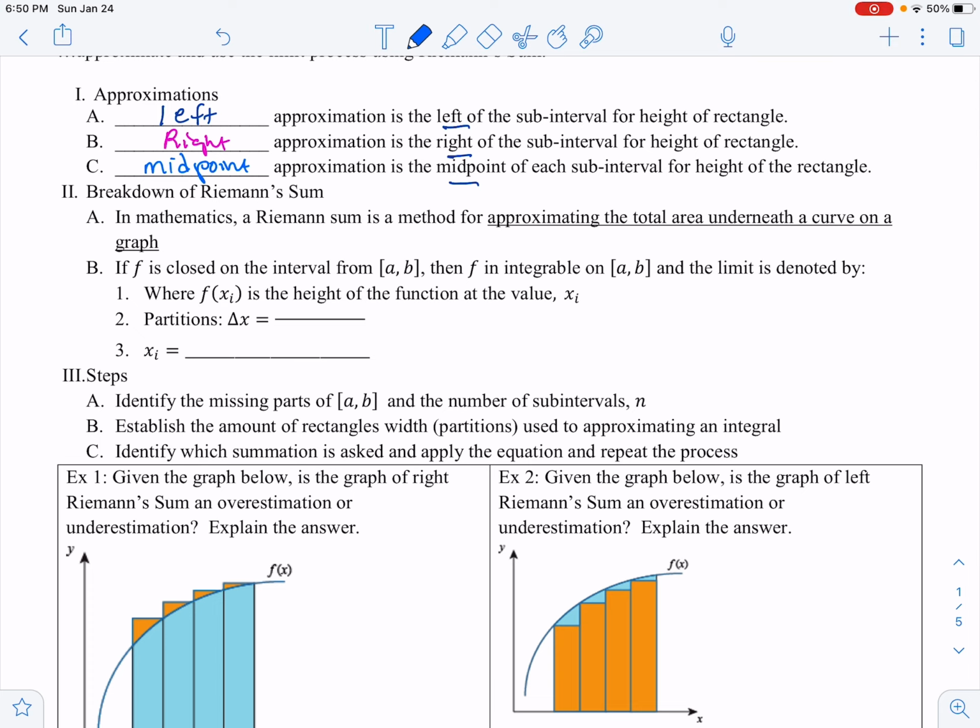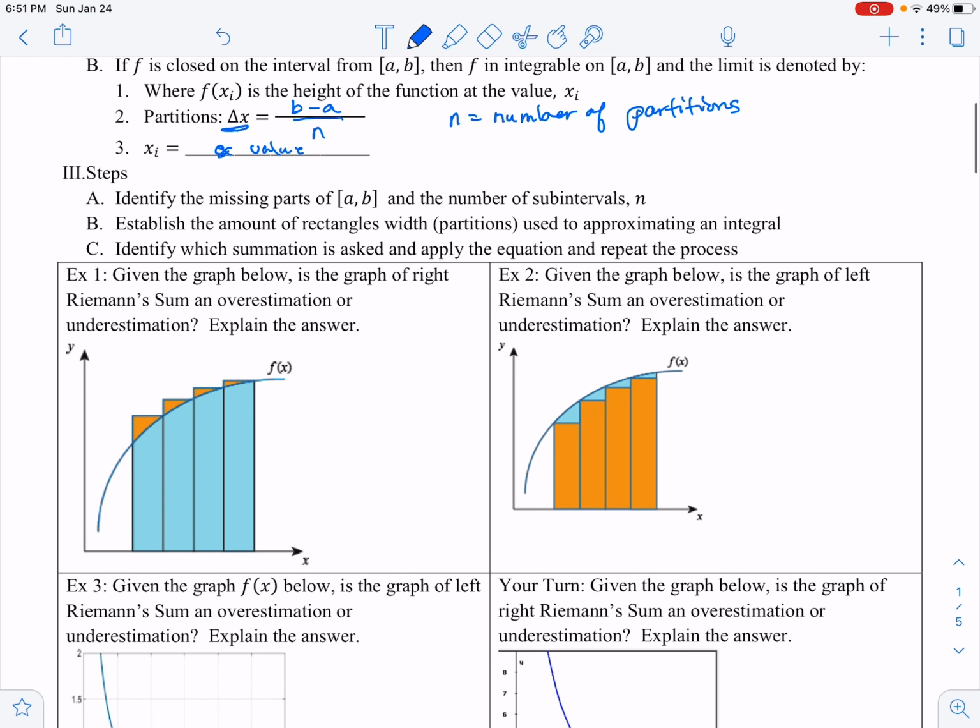How do you figure out the width of the partitions? You take b minus a divided by n, which is the number of partitions. Okay? X is the x value. All right.